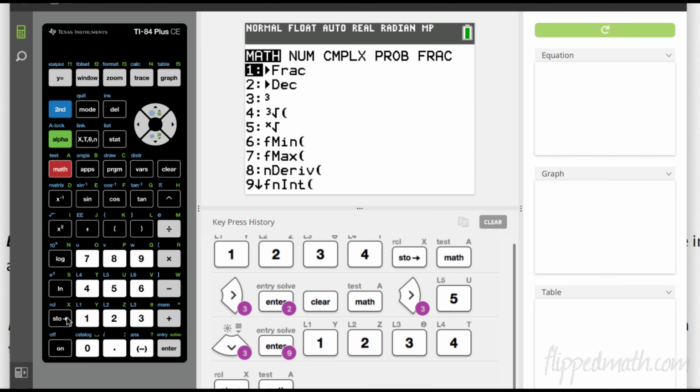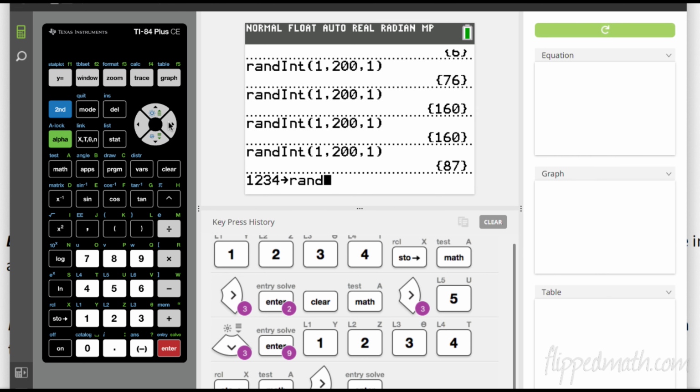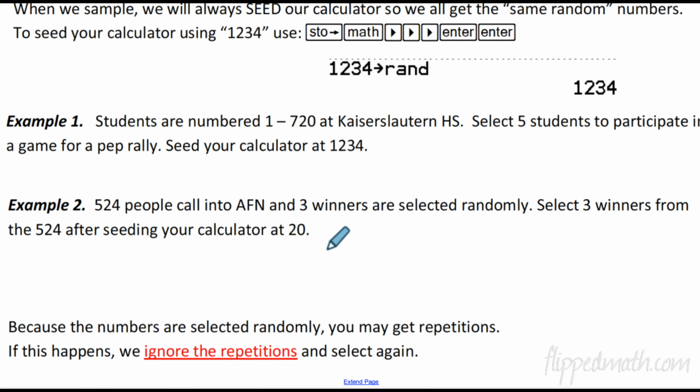And we're going to go into the math. We're going to go back to the probability where we were before, and we're just going to hit rand, which is choice 1. And when you hit enter, it just comes with 1, 2, 3, 4, pops that out. But now we are all in the same place in the random table of digits. Our calculators are basically all synchronized, so we should get the same answers. All right, so I'm going to give you a little hint when we do these problems.